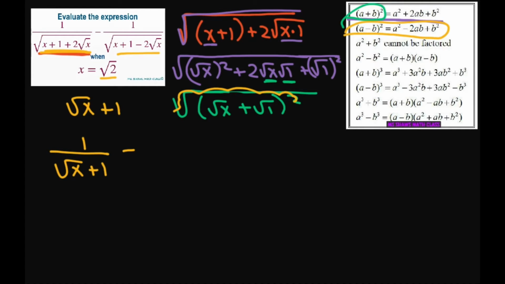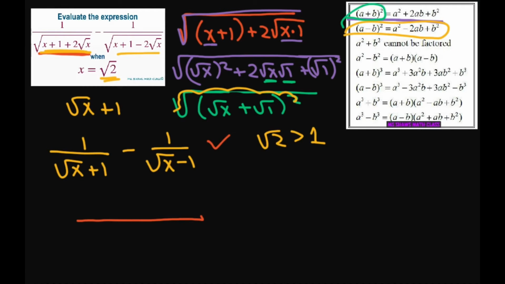So you're going to just get 1 divided by square root of x minus 1. And just keep in mind for this one that square root of 2 is going to be greater than 1 when we simplify this. All right, now from here, we're going to get our common denominator. So our common denominator, we're looking at this now, it's going to be square root of x plus 1 times square root of x minus 1.